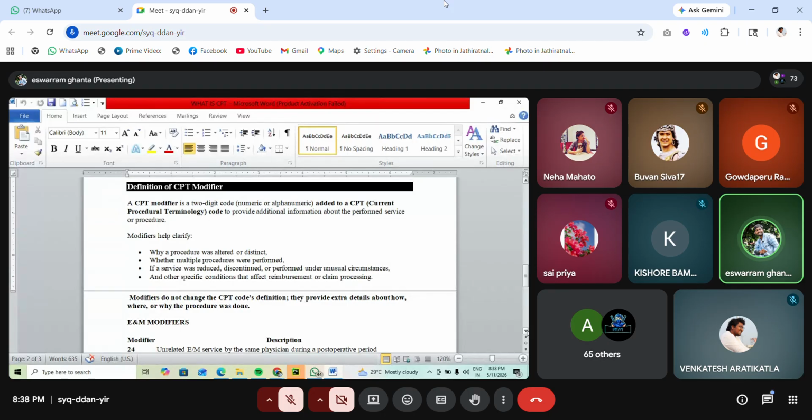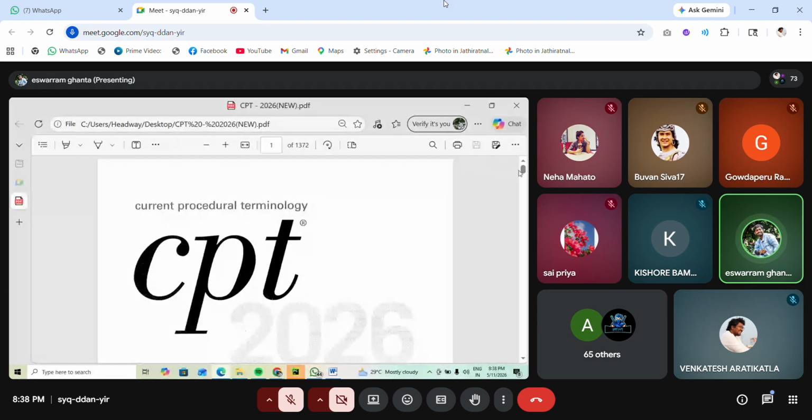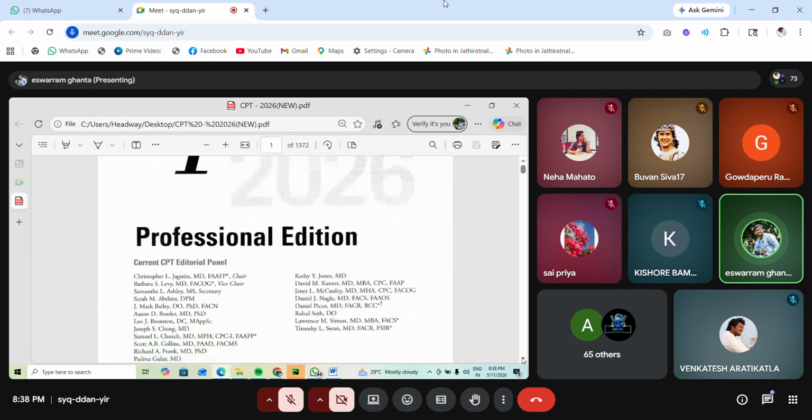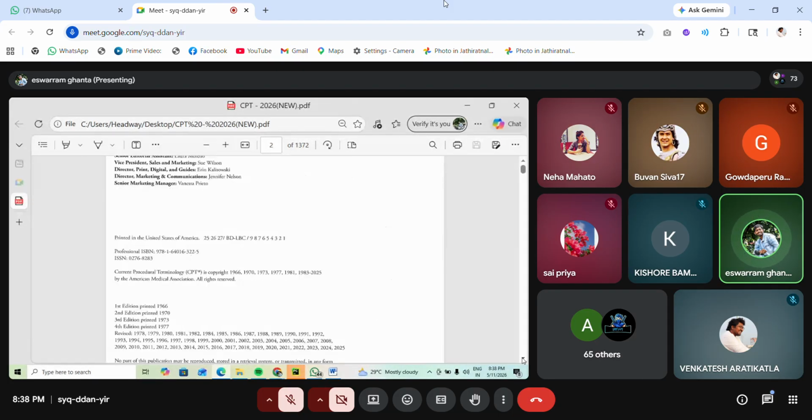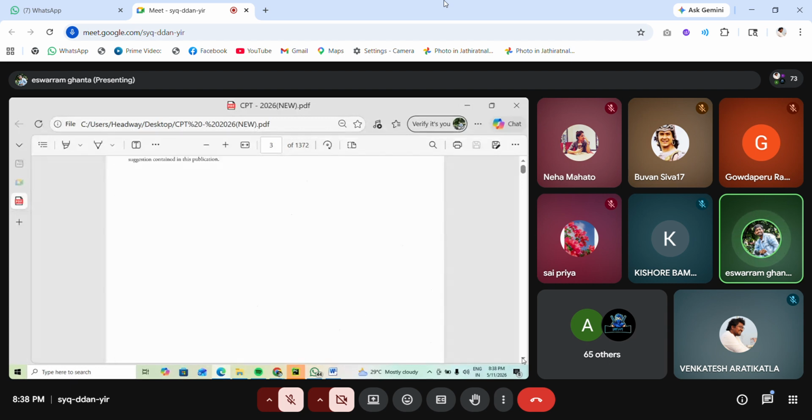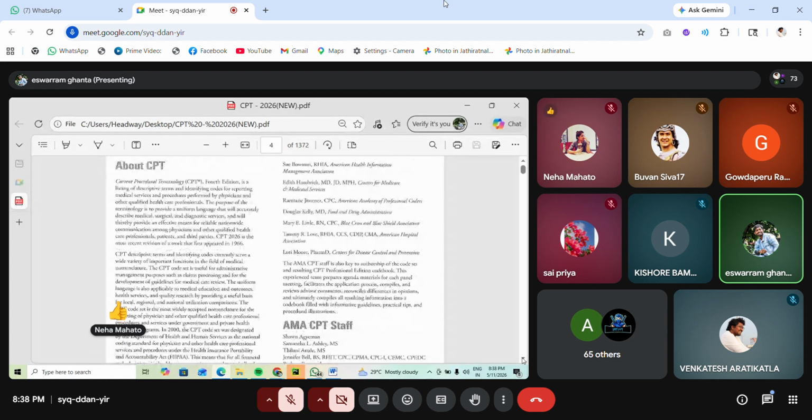First I will tell you how to search the codes, then after that I will start with the modifiers. Okay, so this is the 2026 book. This is the updated CPT book. I think every one of you has the soft copy of the CPT, right? Yes, sir.